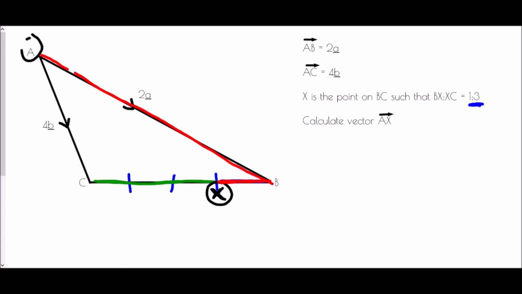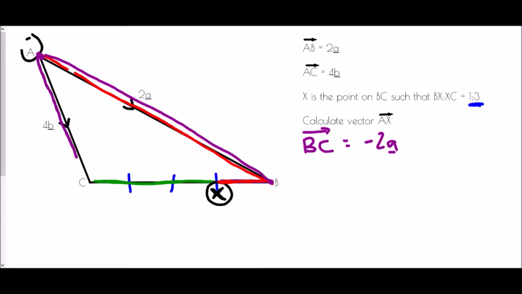Now the problem is I don't know a vector to get from B to X, and so I need to find that vector using the diagram that I already have. Therefore, to get from B to C, I need to just have a look at how I would get there. Well, I would start at B and I would have to go to A first, and that would be in the opposite direction of travel than the vector is showing, so it would be negative 2a. I would then need to go down the vector from A to C, which is plus 4b. So that is the vector from B to C.